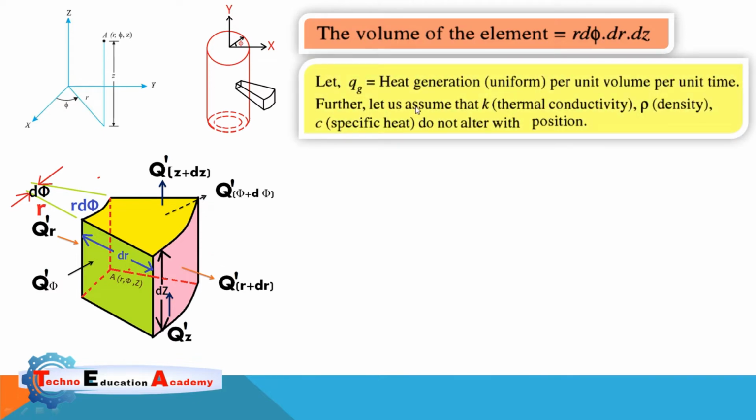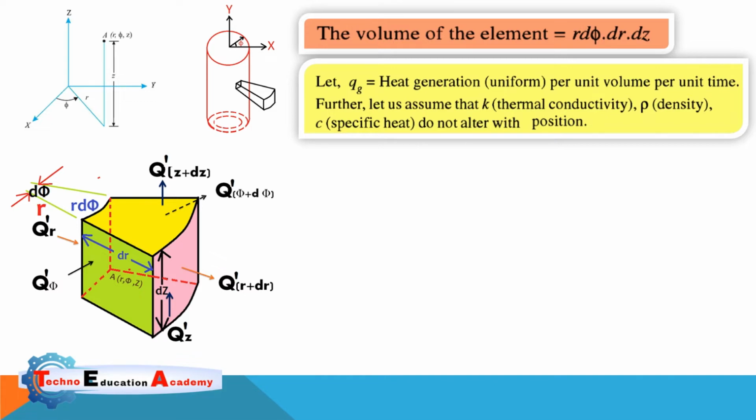Let us assume q_g equals heat generation per unit volume per unit time. And here we are considering k as the thermal conductivity, rho as the density, and c as the specific heat, which do not alter with position.